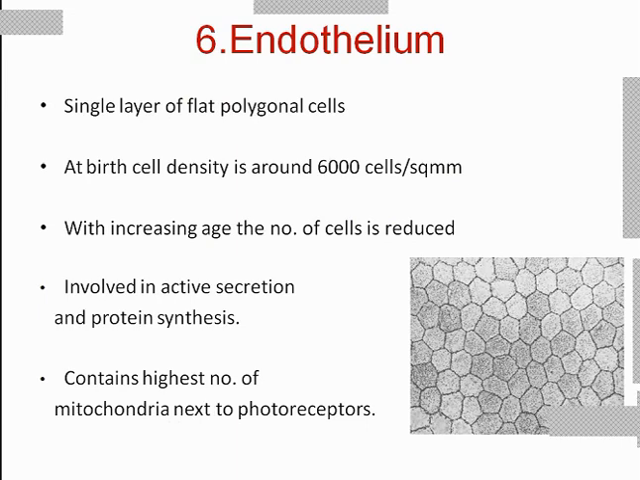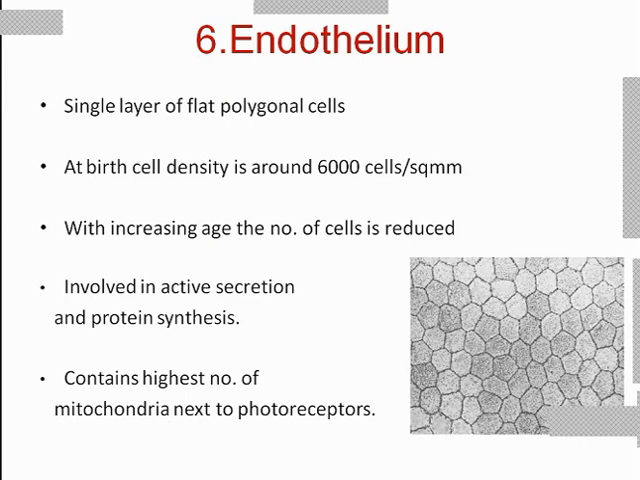Endothelium is of great importance for corneal transparency, because it is a single layer. You can't afford to lose endothelium. They are flat polygonal cells that form a single layer. At birth there are about 6,000 cells per square millimeter in density. With increasing age, the number of cells is reduced.